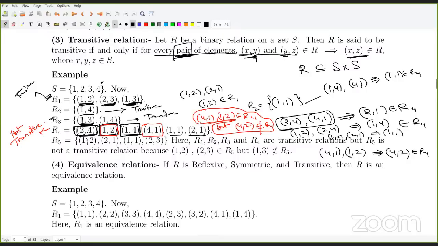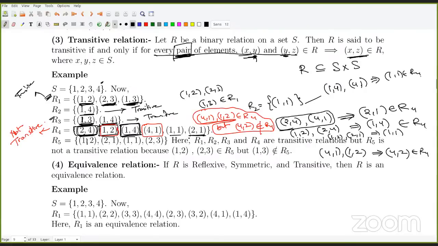That is what we did here also. With respect to 2 comma 4, it is transitive. 1 comma 2, it is transitive. 1 comma 4, it is transitive. 2 comma 4 is transitive because there is 2 comma 4, 4 comma 1, and with respect to this pair we have 2 comma 1.